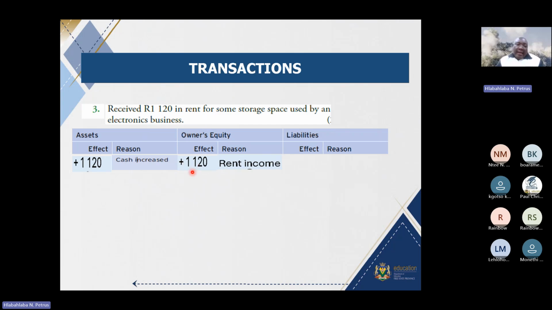And for grade 8, what is important is that you also have to show these signs. Plus indicates that the money is increasing, minus that the money is decreasing. So these signs are very, very important under the accounting equation.